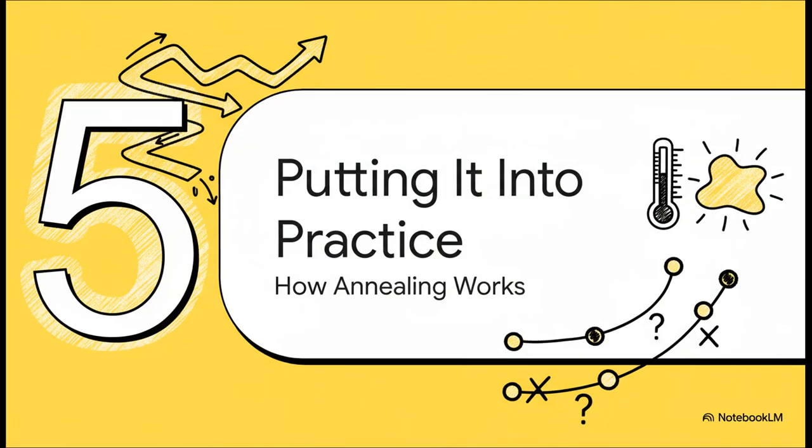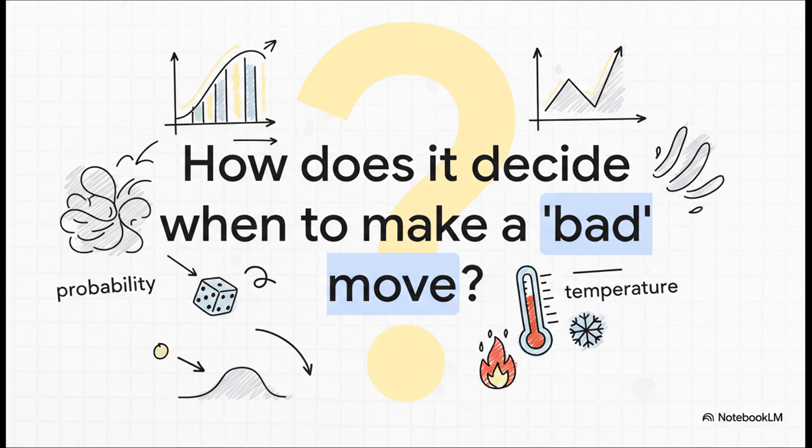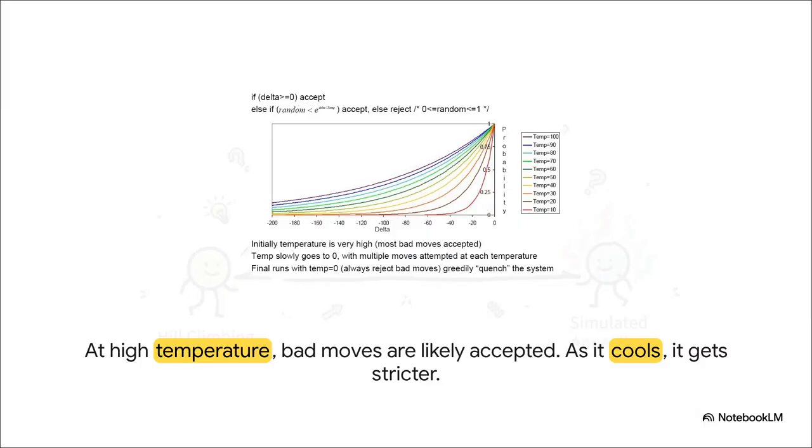Okay, that's a cool idea, but how does it work in practice? I mean, how does a computer algorithm decide when it's okay to take one of those seemingly bad downhill steps? Well, the secret sauce has 2 main ingredients: probability and this concept we call temperature. Check out this graph, it explains everything.